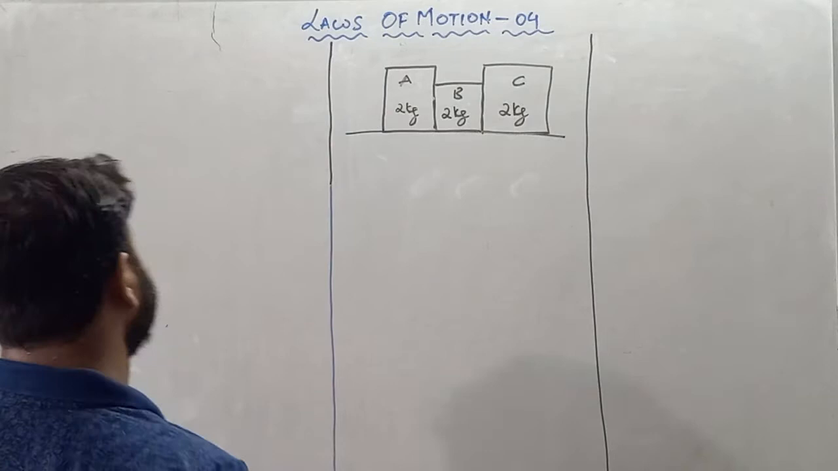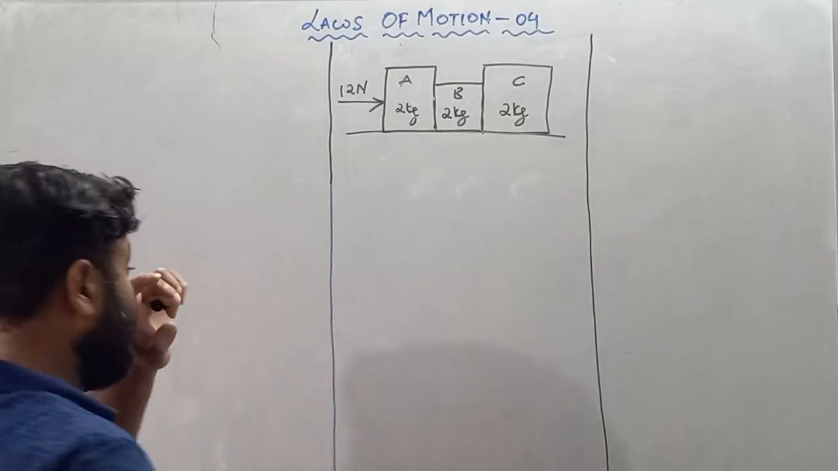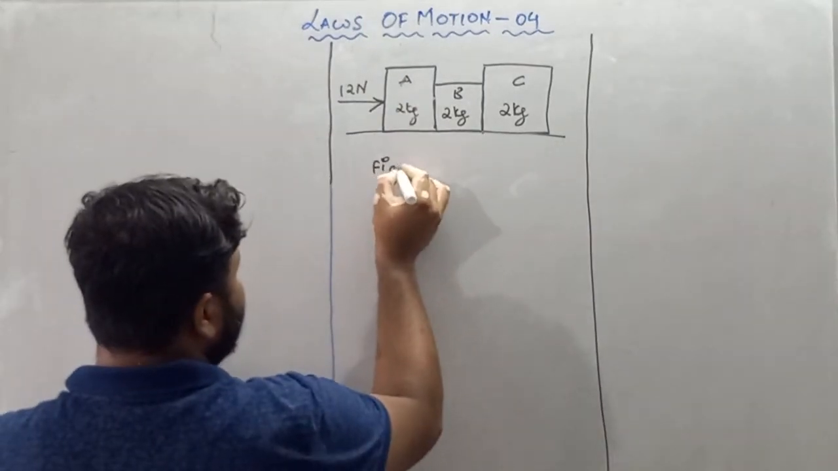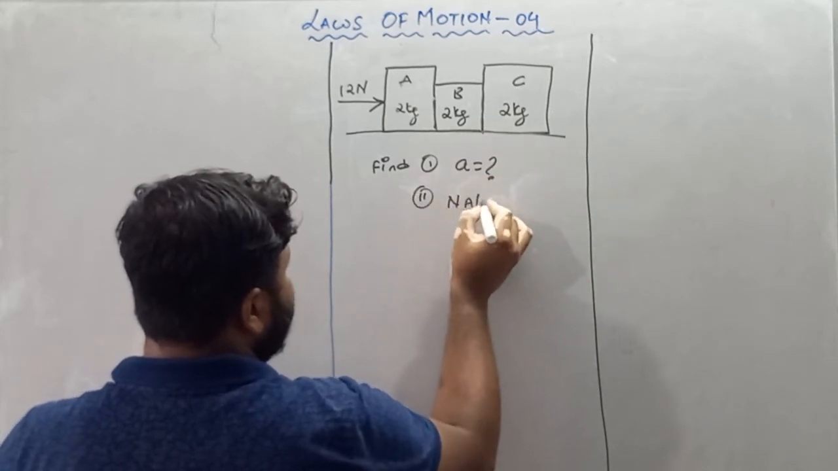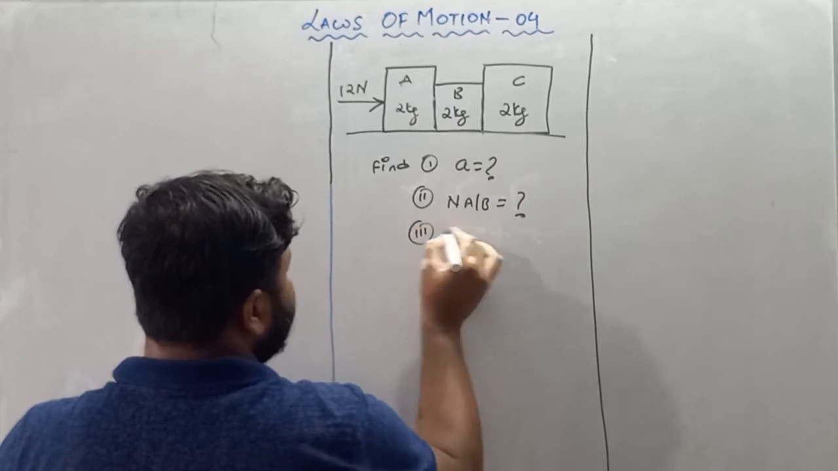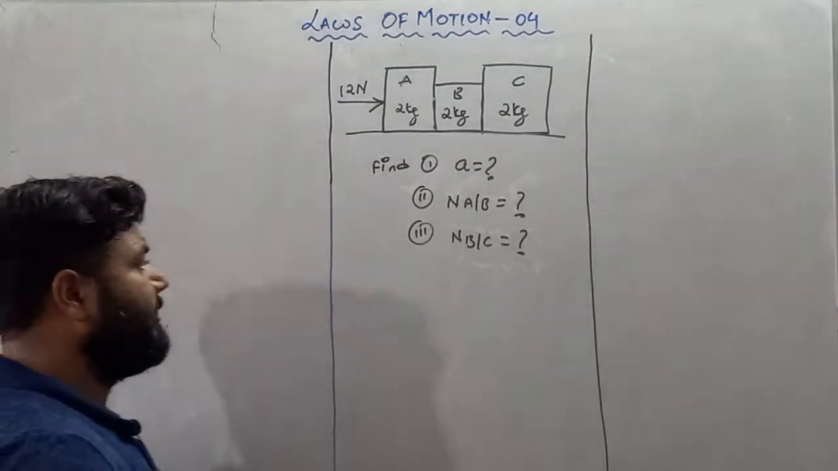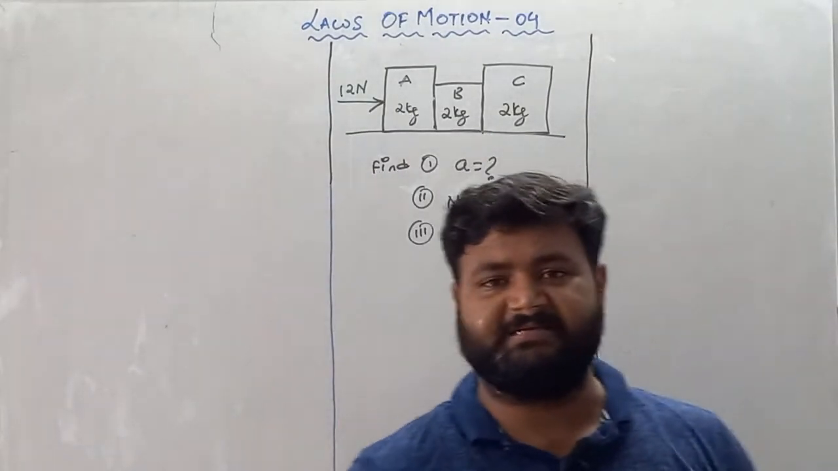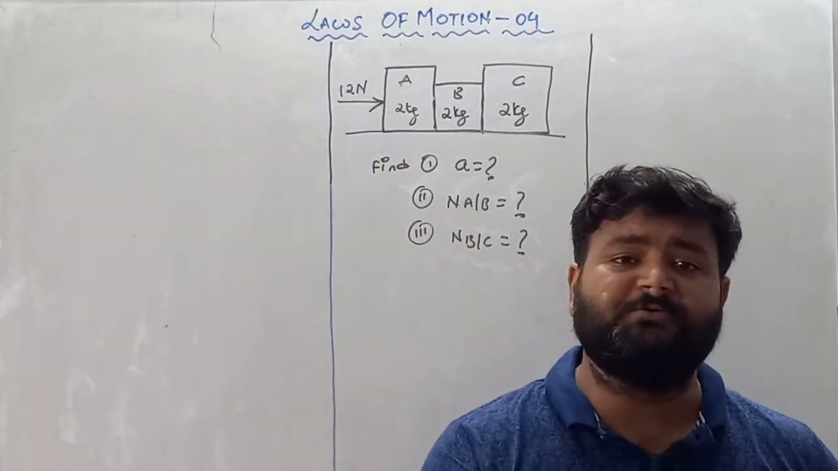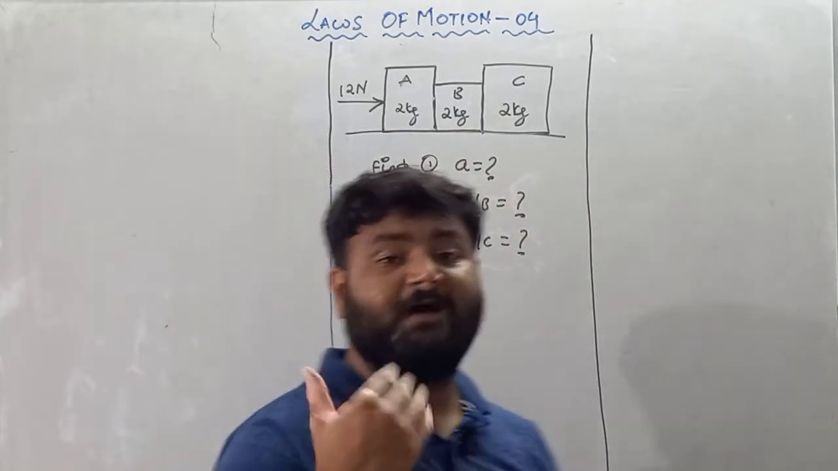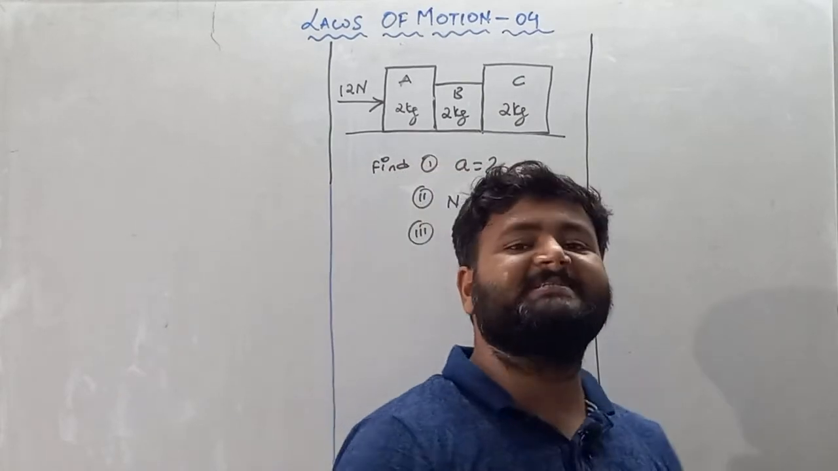So 2 to 4 to 6. Let's suppose a force is acting, it is 12 Newton. Now they are saying to find, first part acceleration, second part normal on A due to B, and third part normal on B due to C. This question has already been performed by us. Now I am teaching you how to solve this question without making a free body diagram, or we can say with the help of a trick. So try to understand, my dear student.